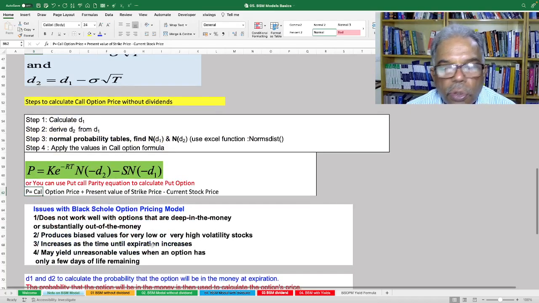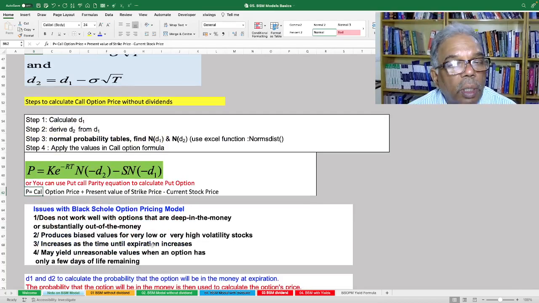There are some issues with the Black-Scholes option pricing model. What are they? It will not work well if the option is deep out of the money or deep in the money. It produces some biased values for very high volatility stocks, and it may also give unreasonable values when the option has only a few days before expiry.